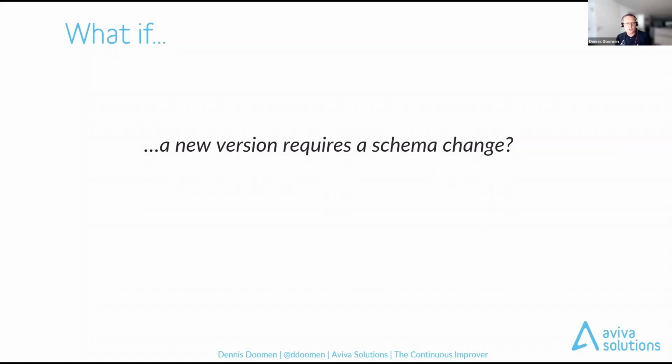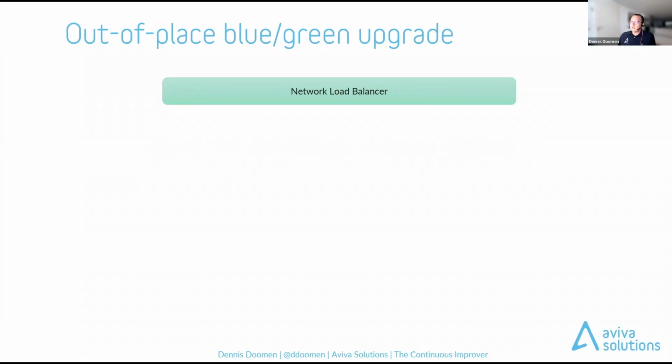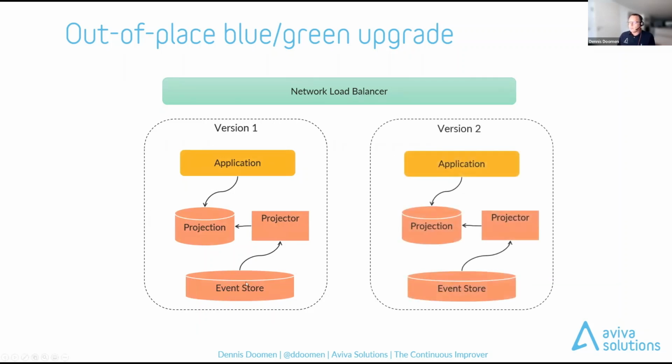Your projection is stored in a SQL database, and we have to actually add a new table. How would we handle that? There's different ways of doing that. We can do an out-of-place blue-green update. We have version 1, which obviously has projectors and event store. Then we deploy version 2 side by side.